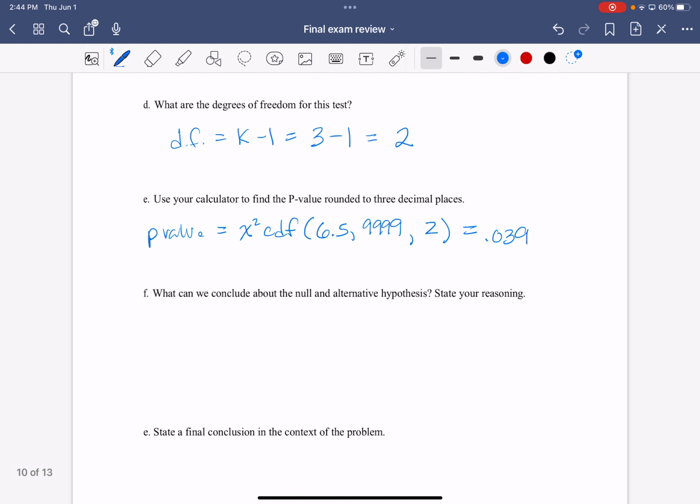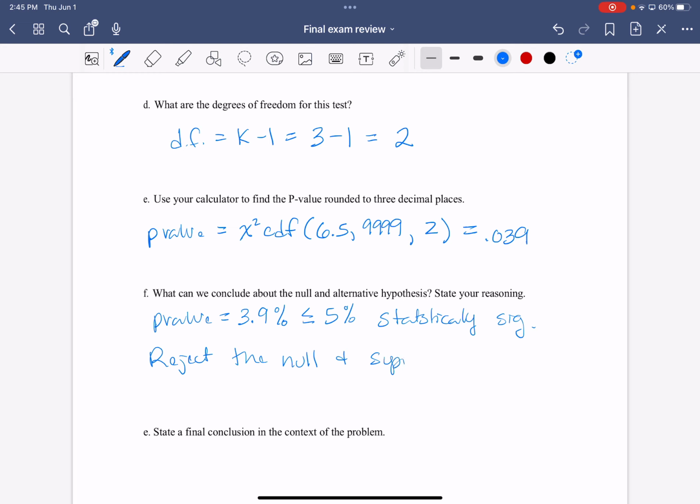Part F, what can we conclude about the null and alternative? Well, our p-value is 3.9%. What's our significance level? 5%. So the p-value is less than or equal to 5%, meaning it's statistically significant. So we reject or do not reject the null? We reject the null, and support or do not support the alternative? Support the alternative. Good.